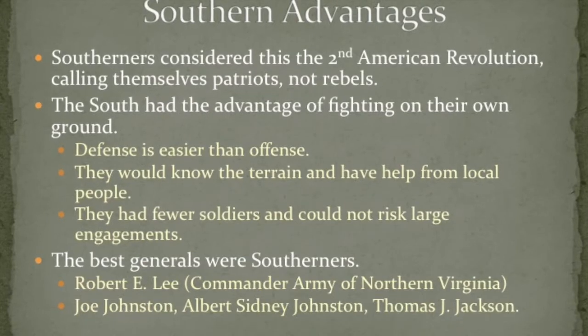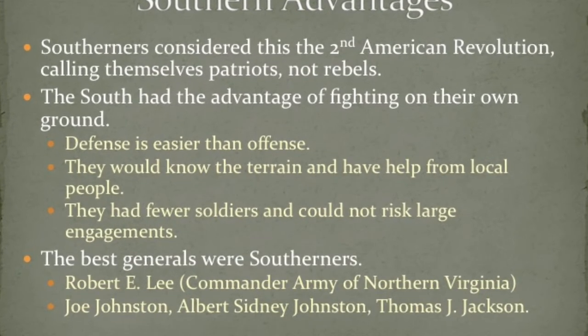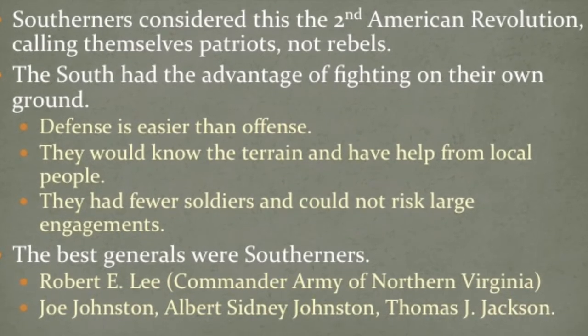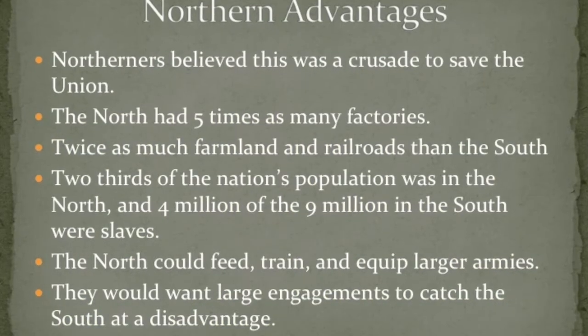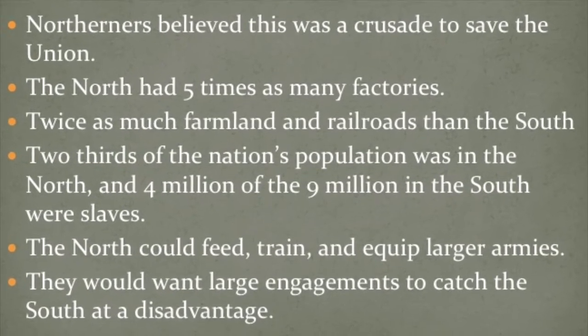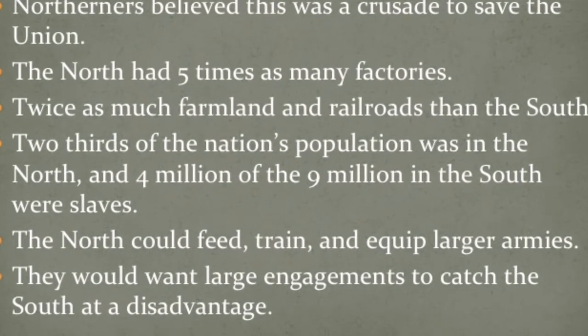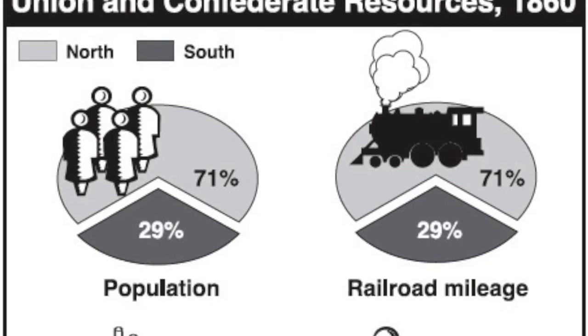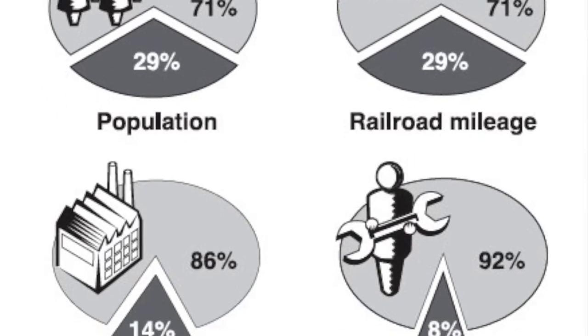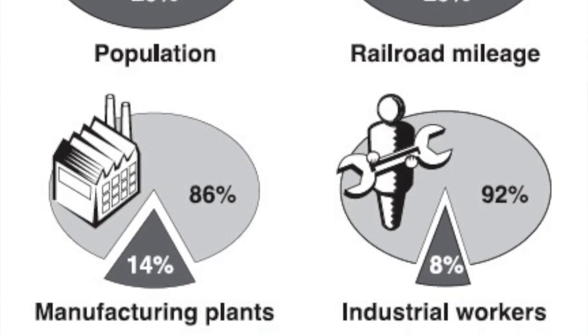Now, you also have to consider, as we start this war off, what are the advantages on both sides? Well, the South viewed this as the Second American Revolution, that they were fighting for their freedom just like the Patriots in 1776. They had the advantage of fighting on their own ground. They would know the terrain. They were going to be on defense, which is always easier than being on offense. They also had the better generals, flat out. They were better trained generals.